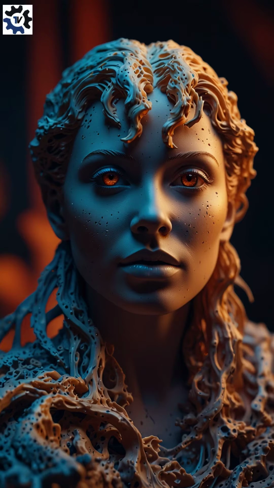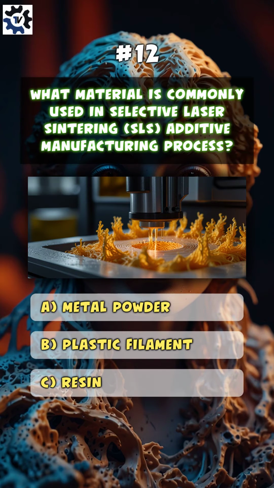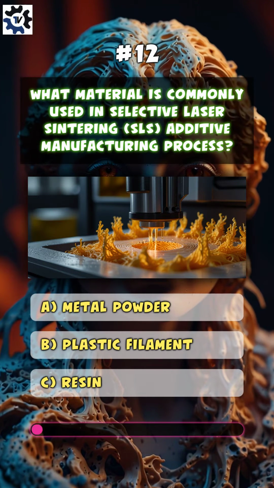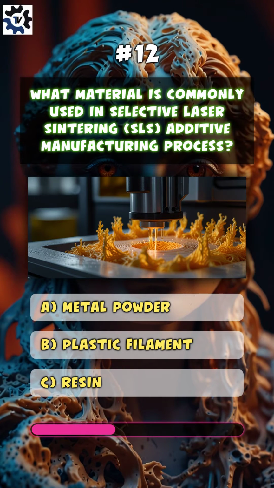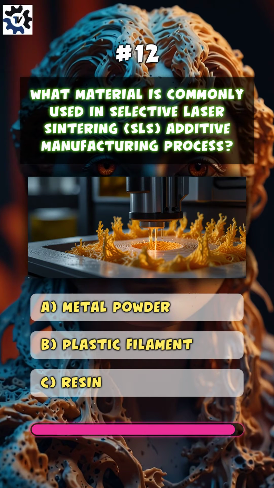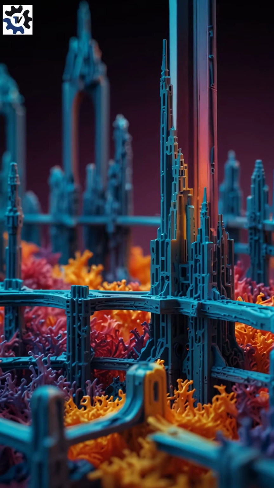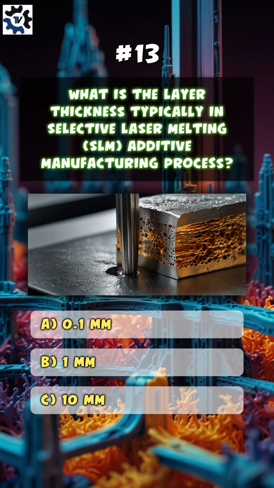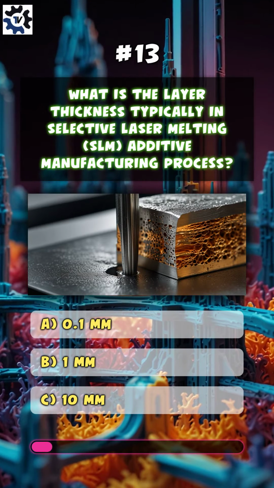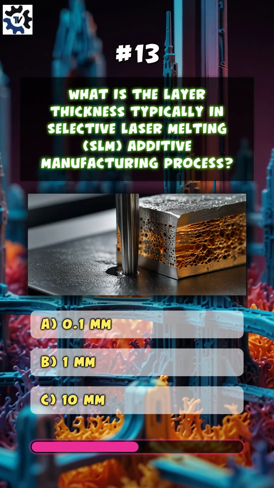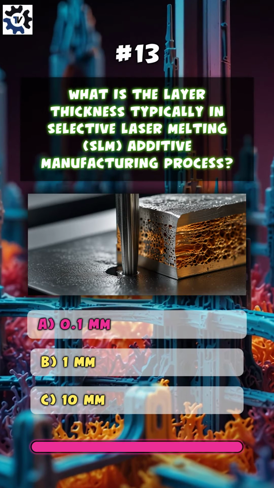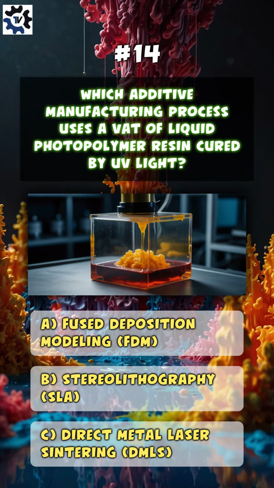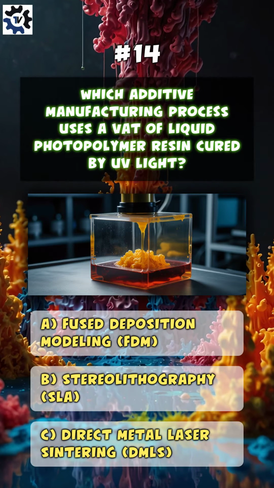C. 3D printing. What material is commonly used in selective laser sintering (SLS) additive manufacturing process? B. Plastic filament. What is the layer thickness typically in selective laser melting (SLM) additive manufacturing process? A. 0.1 mm. Which additive manufacturing process uses a vat of liquid photopolymer resin cured by UV light?